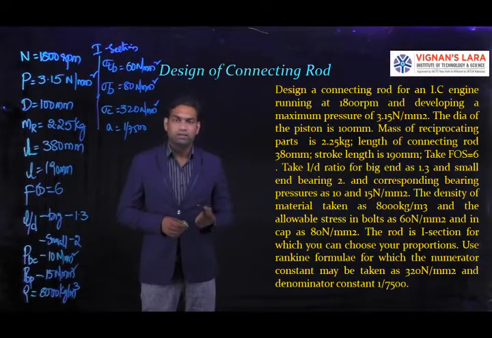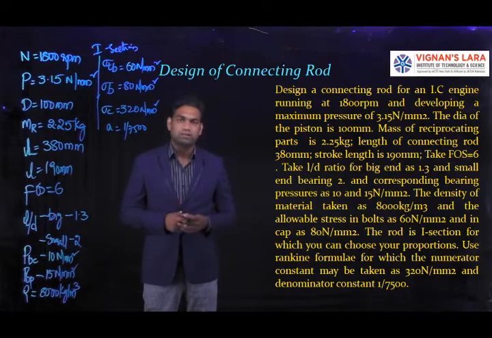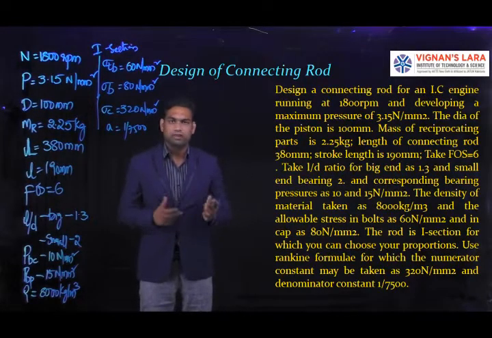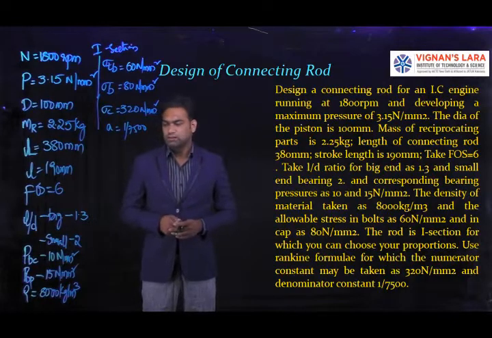We are taking the proportions for flange and web: the thickness T, the height H taken as 5 times and the width taken as 4 times. We already checked the ratio of IXX and IYY, which is 3.2, very much satisfactory. The same proportions I am going to take for the design of the cross section of the connecting rod here also. Clear? So let us do the design.